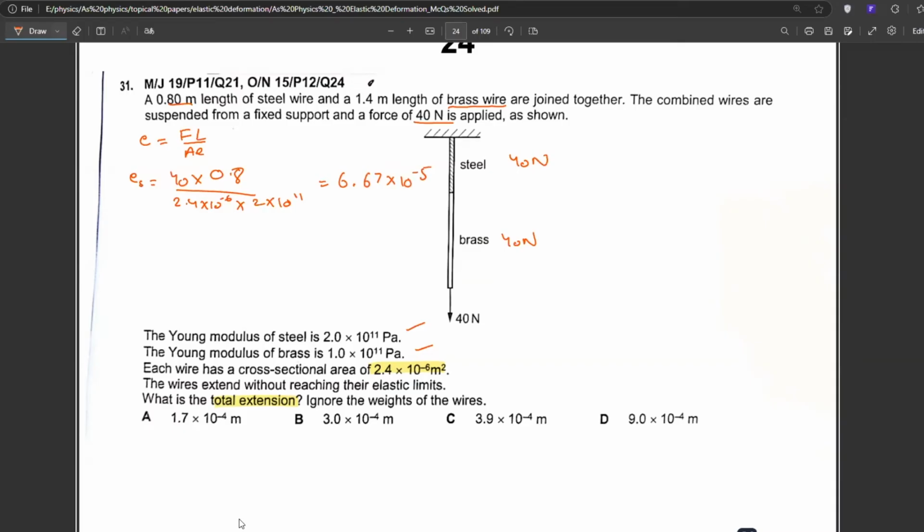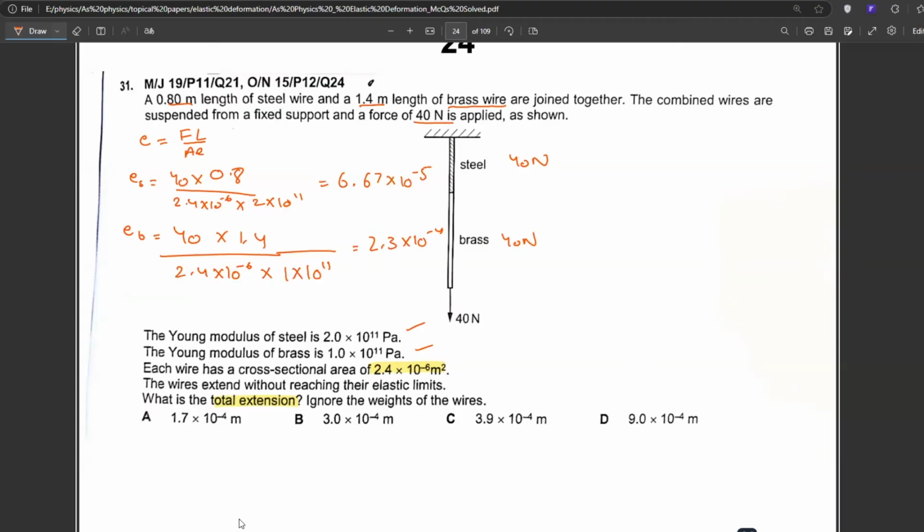Perfect. Can you calculate the extension of brass? Yes. What is the force on brass? 40. What is the length of brass? 1.4. What is the area of brass? 2.4 into 10 raised to the power of minus 6 multiplied by the Young's modulus of brass, that is 1 into 10 raised to the power of 11. Let's calculate the extension here as well. 40 into 1.4 divided by 2.4 into 10 raised to the power of minus 6 into 1 into 10 raised to the power of 11. What will your answer come out to be? 2.3 into 10 raised to the power of minus 4.